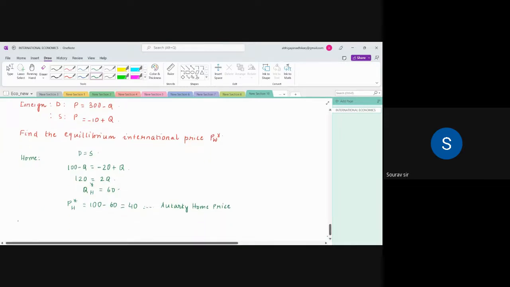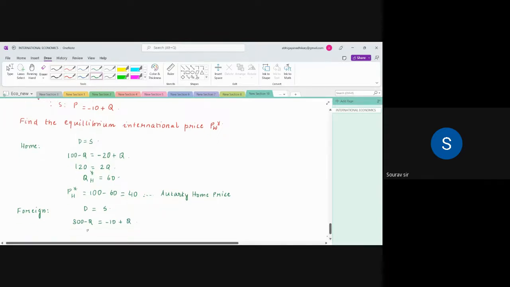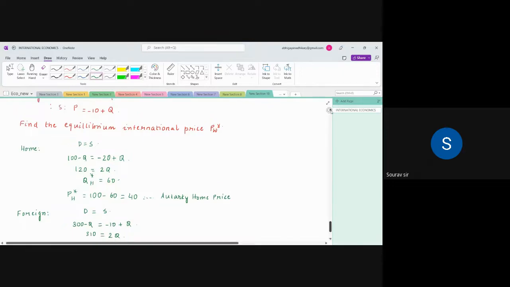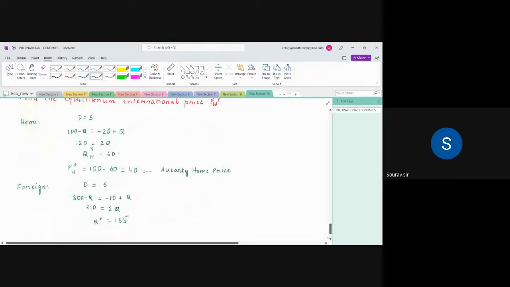Now, similarly, we will do this for the foreign one. For the foreign price, we will have demand equals supply. The demand curve over here is 300 minus Q, and the supply curve is minus 10 plus Q. So this gives us 300 plus 10, which is 310, equals 2Q. So what is my Q star over here? It is 310 divided by 2, so that is 155. If we put it in the demand curve, your P star F will become 300 minus 155, which gives us 145. This is your autarky foreign price.